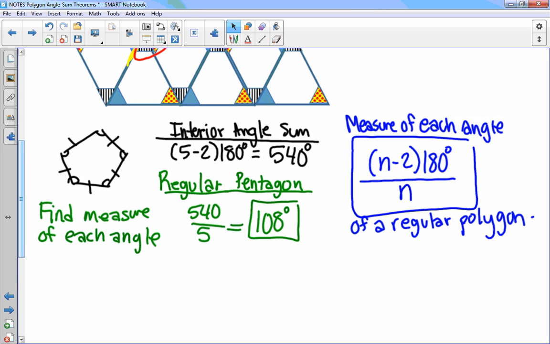And all exterior angles of any polygon add up to how much? The exterior on the outside. They all add up to 360. If it was a triangle, it adds up to 360. If it was a quadrilateral, it adds up to 360. Okay.